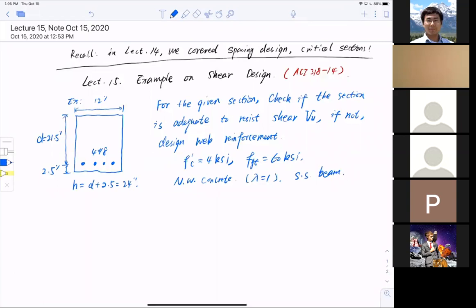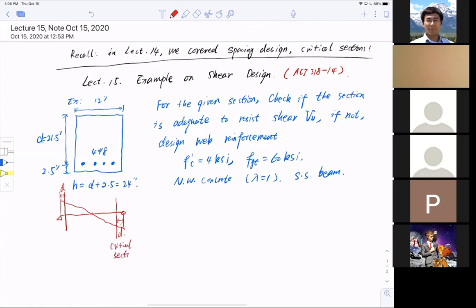So let's take a look at it. Why is it simply supported? Because we are going to look at the critical cross sections at the end. So the shear diagram looks like this: zero right in the middle, maximum at the ends. When we talk about the critical sections, it's going to be d, which means a distance d away from the support. So these are the critical sections.